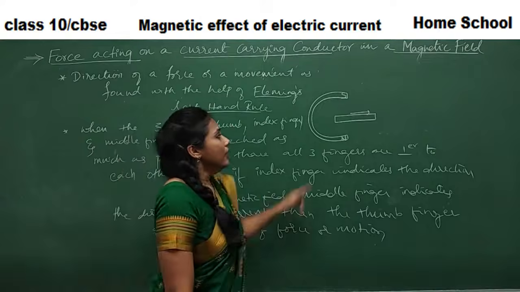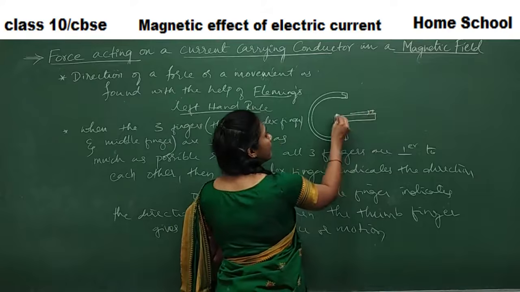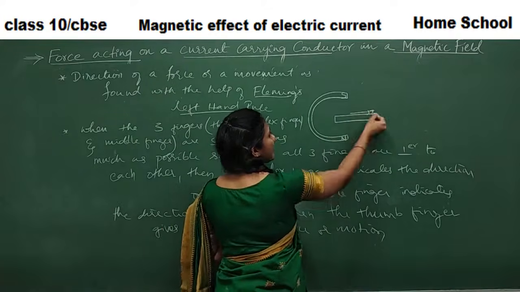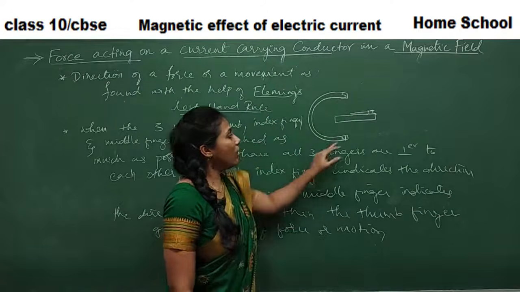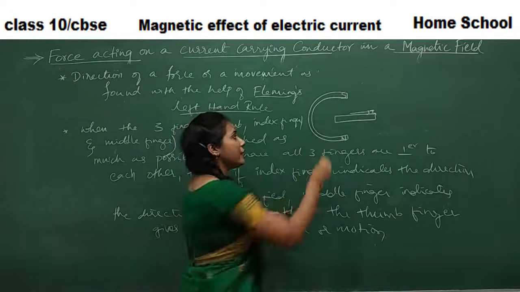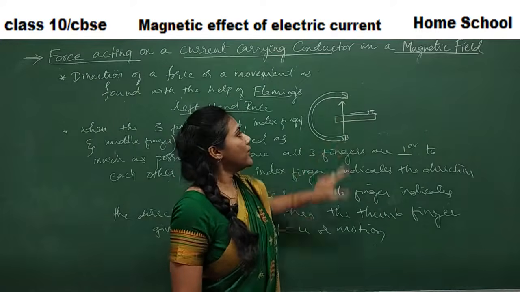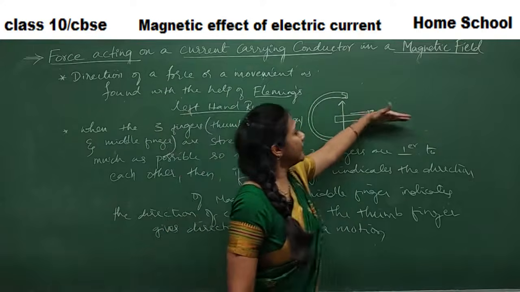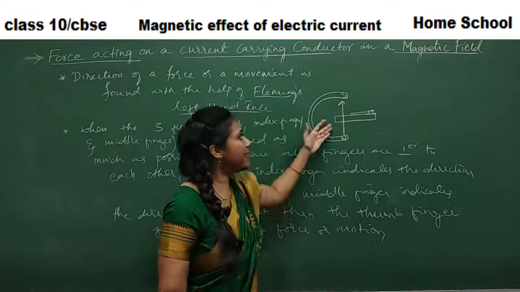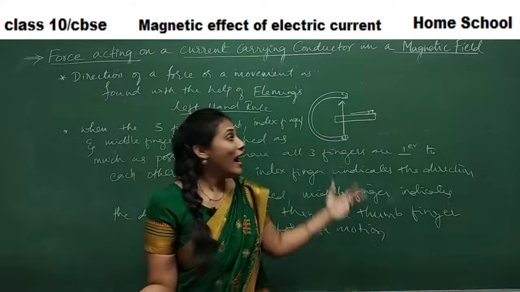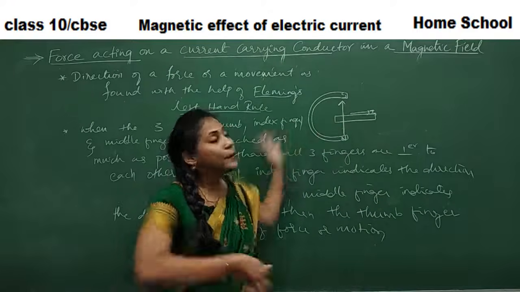See here, I have a conductor where the current is flowing from left to right. It is moving like this, horizontally. And what is the direction of magnetic field? Magnetic field always moves from north to south, no? So the north pole is down, the south pole is up. So current is moving in this direction, magnetic field is moving in this direction. What is the direction of force? How does the conductor displace? In what direction does the conductor move?